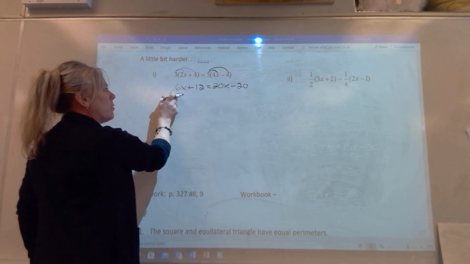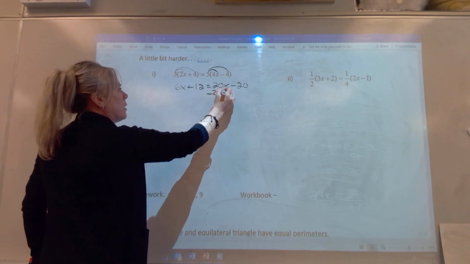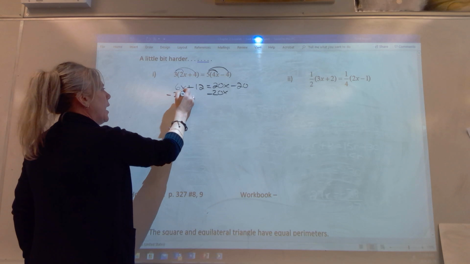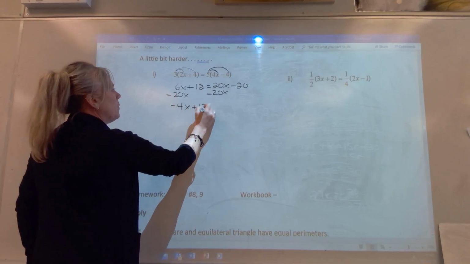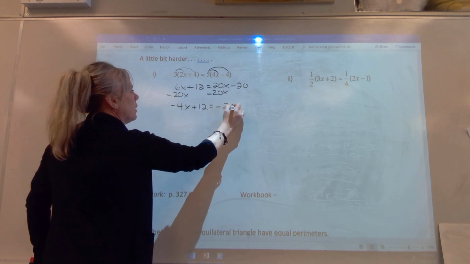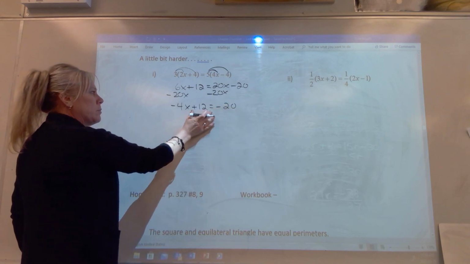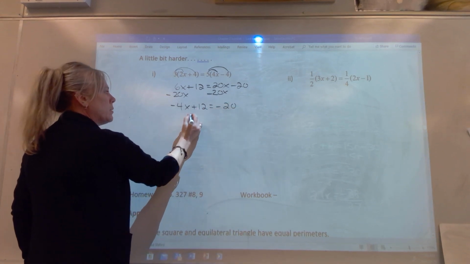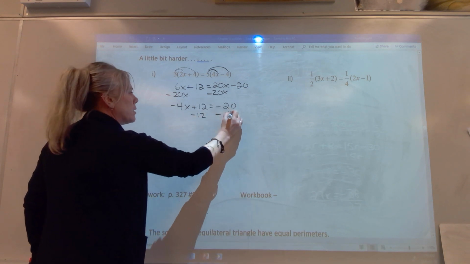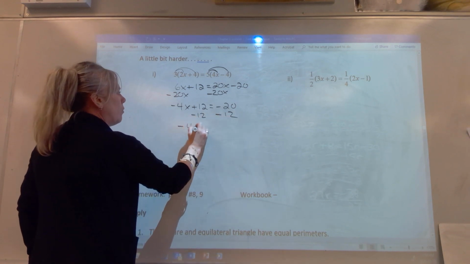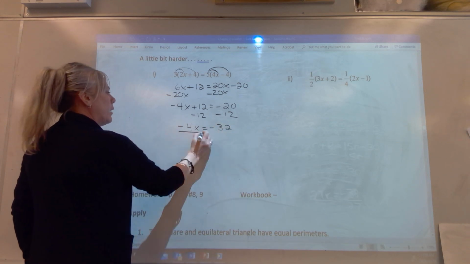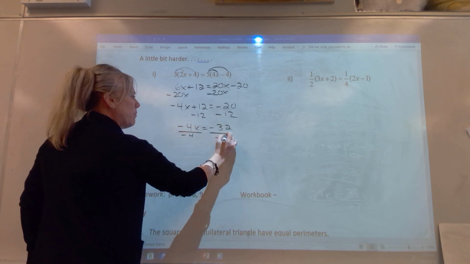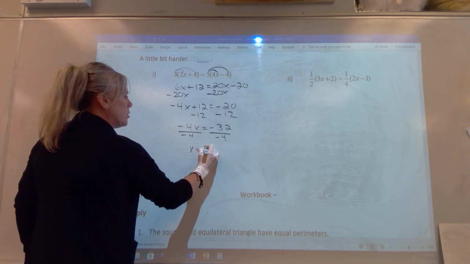Okay, just like we just did earlier, x is here, numbers here, numbers here. Let's take these x's and move them over here. Let's say take away 20x, take away 20x. Here we're left with negative 4x plus 12 is equal to negative 20. Our x's are now on this side. Let's move these numbers over to this side by subtracting 12. Subtracting 12, we get negative 4x is equal to negative 32. Final step is to divide by negative 4, and we get x is equal to 8.